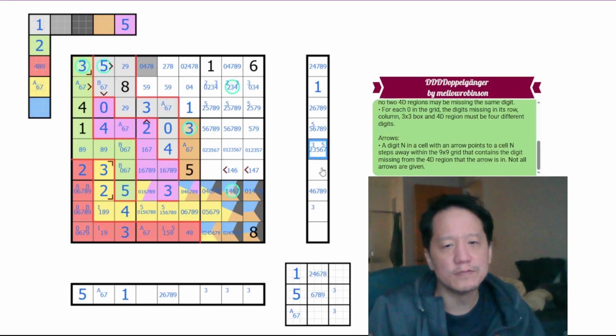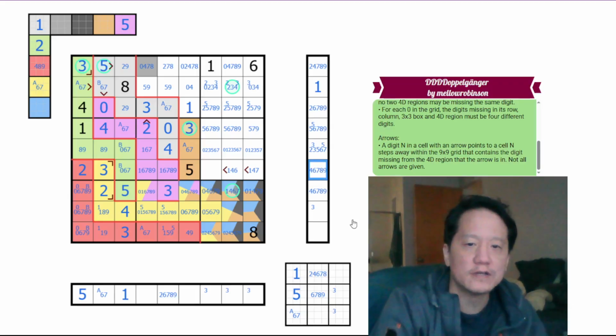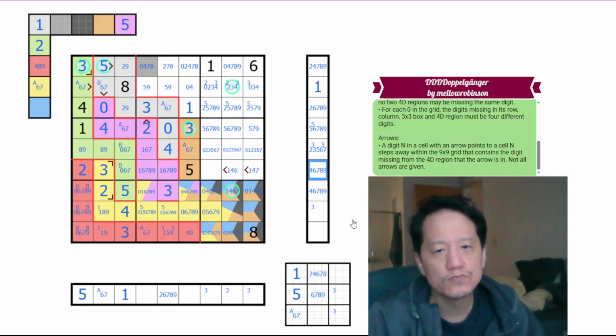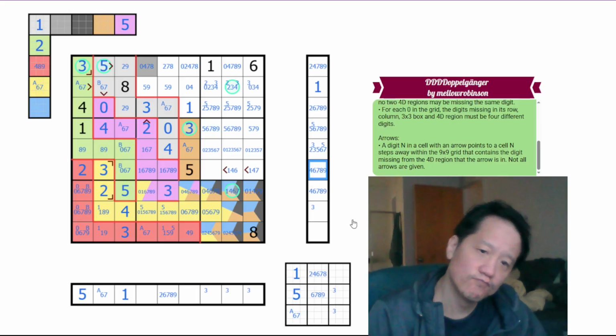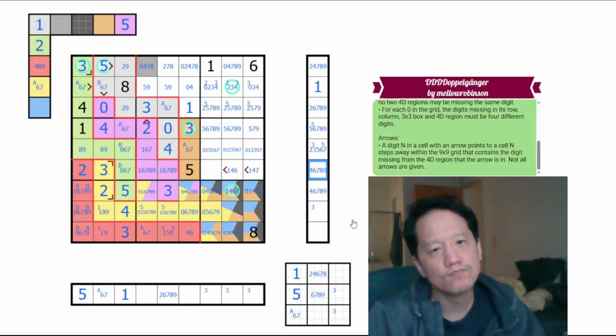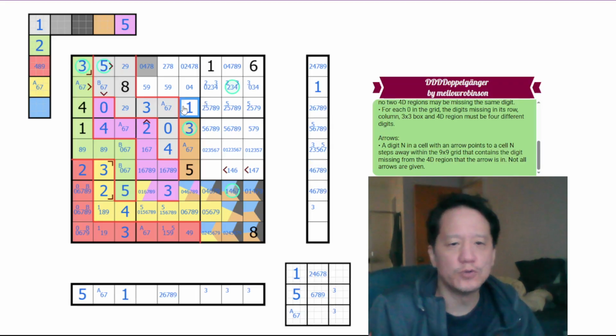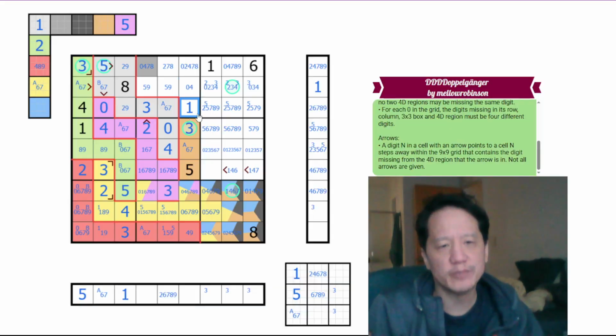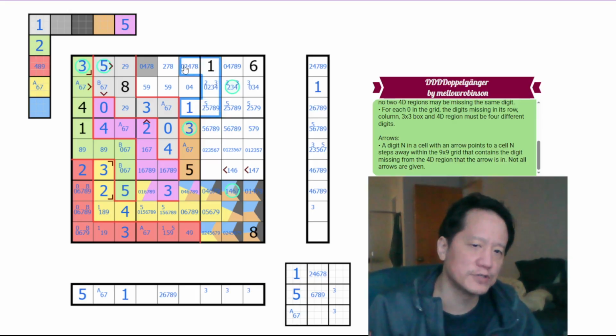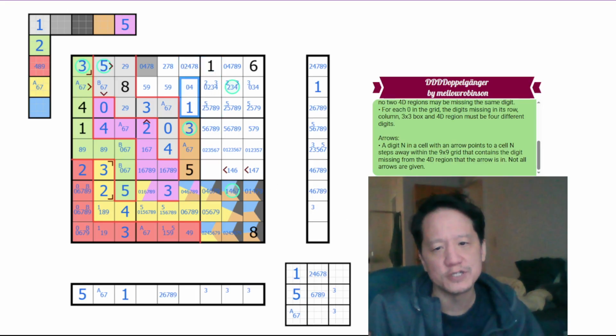Missing digits in row 6: 4, 6, 7, 8, 9. This, whatever region it's part of, cannot be a singleton. So it can't just go out here. And if it tries to go around, it can't because of this 1 here. So this has to be the same region as that. Guaranteed.